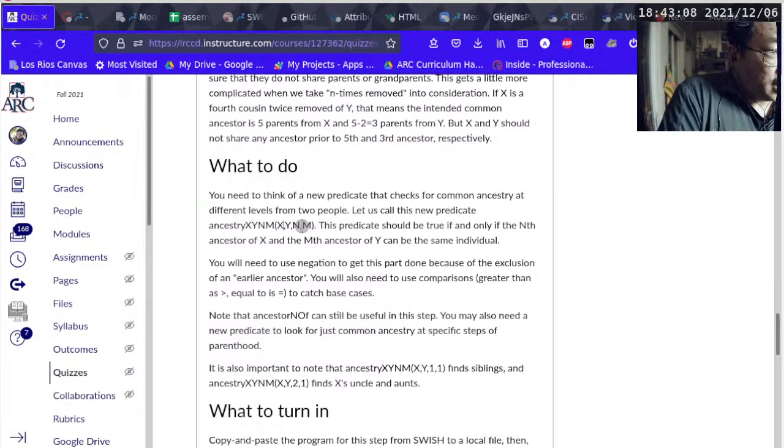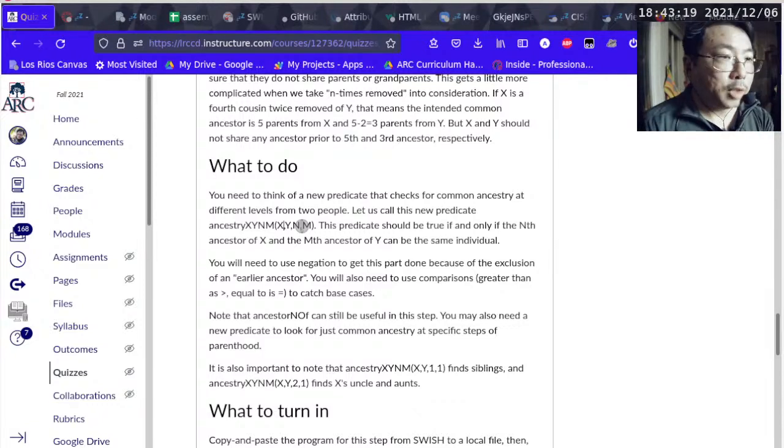Okay, I'm reading the text channel. Common ancestor XY can be parent of an ancestry XY and M. Right. So common ancestry still requires the numbers, I think. Let me double check here. So you need to use negation to get this part done, because of the exclusion of earlier ancestors. So you will also need to use comparison greater than and so on.